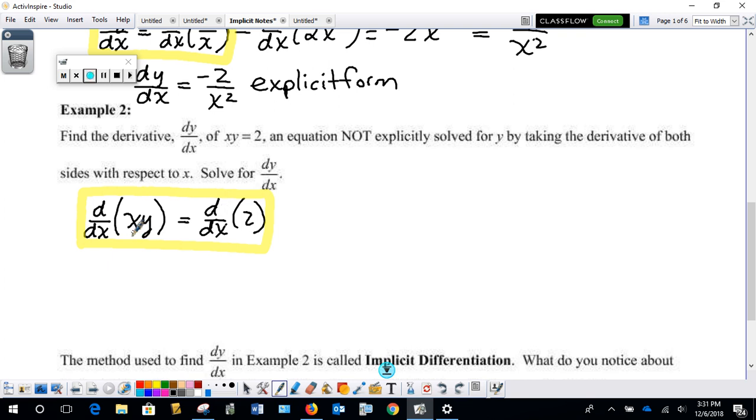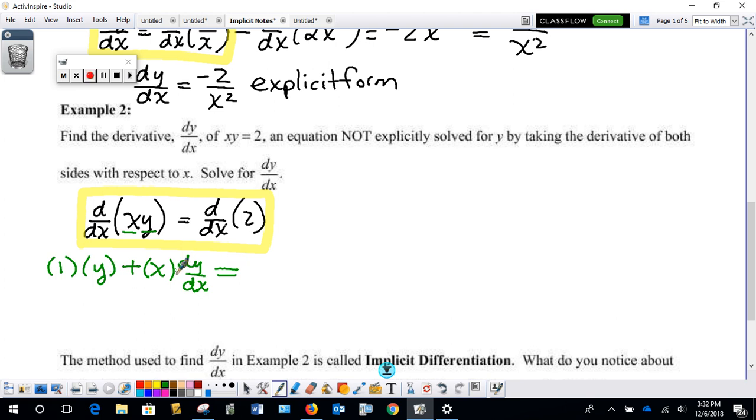And what you'll recognize, like here on this side, I have a product. So I'm going to need to use product rule where I have my first and my second function. So we go to take the derivative, which would be the derivative of the first, the derivative of x is 1, times the second, y, plus the first, x, times the derivative of the second, and the derivative of y is dy/dx, equals, okay, so that was my left-hand side of my equation.